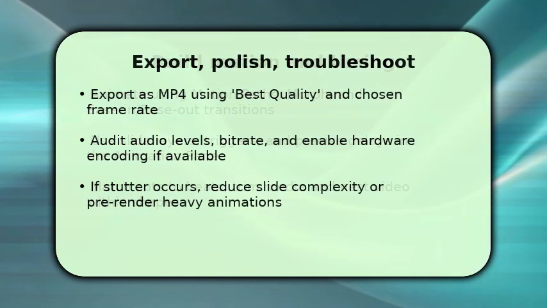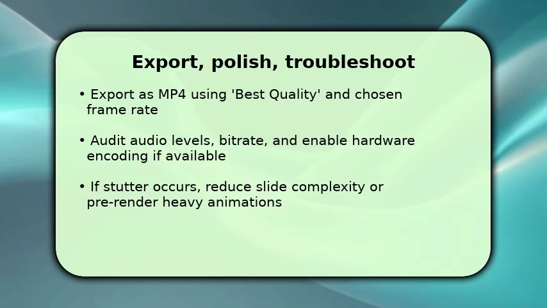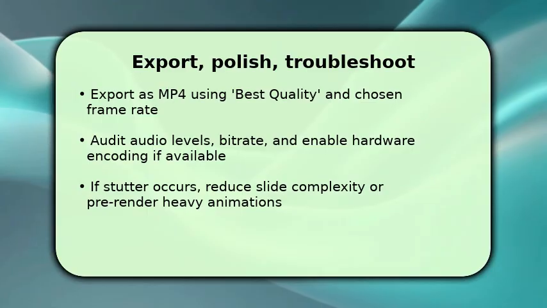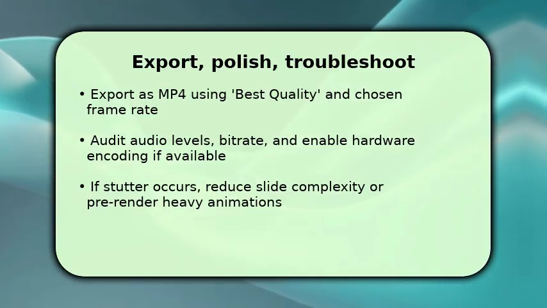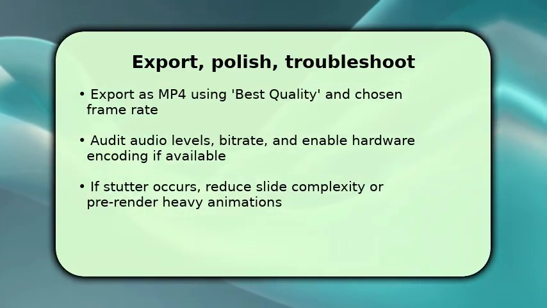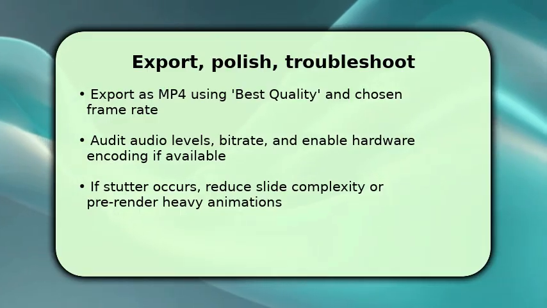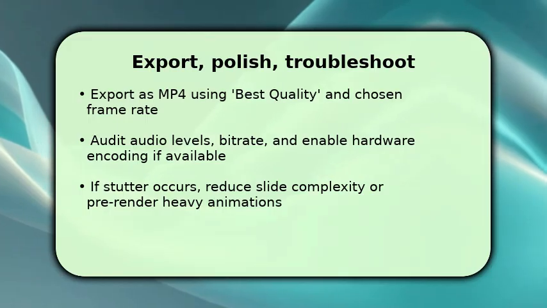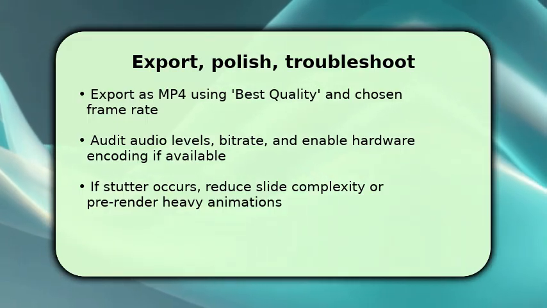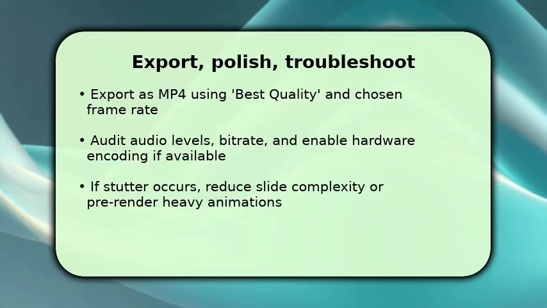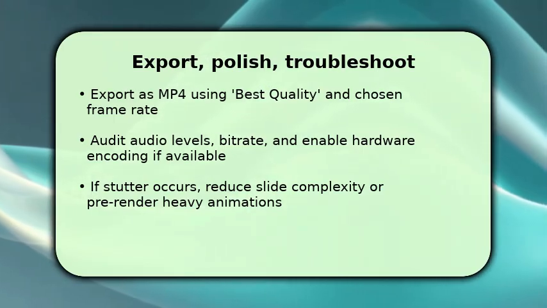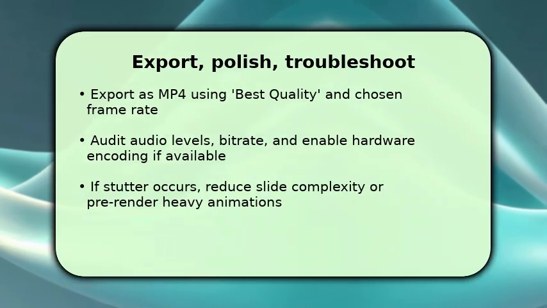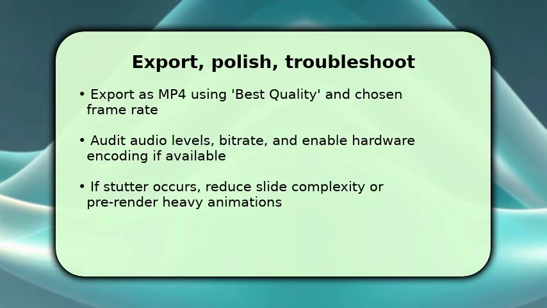Finally, render your presentation as a single MP4 using best quality and the same frame rate you used earlier. Select hardware encoding when available to minimize export time. Double-check audio levels and normalize voiceover so dialogue stays clear over music, and set a high video bitrate for clean motion. If playback stutters, make sure to pre-render complex sequences as embedded videos, simplify animations, or update graphics drivers. This one troubleshooting step often fixes the majority of performance issues.